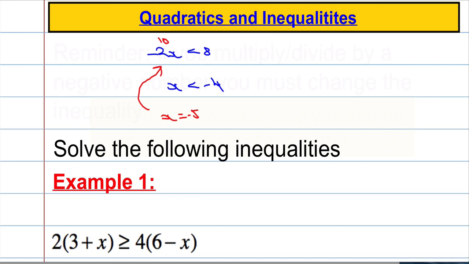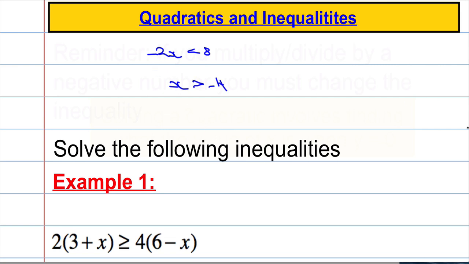It's an important feature that when we're dealing with inequalities, if we have to multiply or divide both sides of the inequality by a negative number, we need to change the inequality. So, negative 2x is less than 8. Dividing both sides by negative 2, we get x should be greater than negative 4.